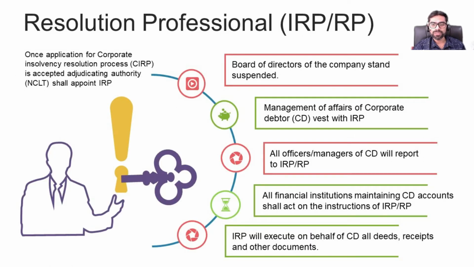So friends, if you are not aware of the insolvency resolution process, the CIRP process, you can watch my other video. For now, let us understand that the CIRP process triggers when the company is unable to pay its debt to its creditor. So the creditor approaches the NCLT and files an application, and thereafter this person, the insolvency professional, is appointed as an IRP to take care of the affairs of the corporate debtor, and all the board of directors get suspended. Management will be taken care of by the IRP, and the managers and officers of the corporate debtor will report to the IRP. The financial institutions will have to provide all the details to the IRP and shall act on the instructions of the IRP, and the IRP can execute deeds, receipts and other documents on behalf of the CD. So he will become the sole in charge of the corporate debtor, and the board of directors gets suspended.